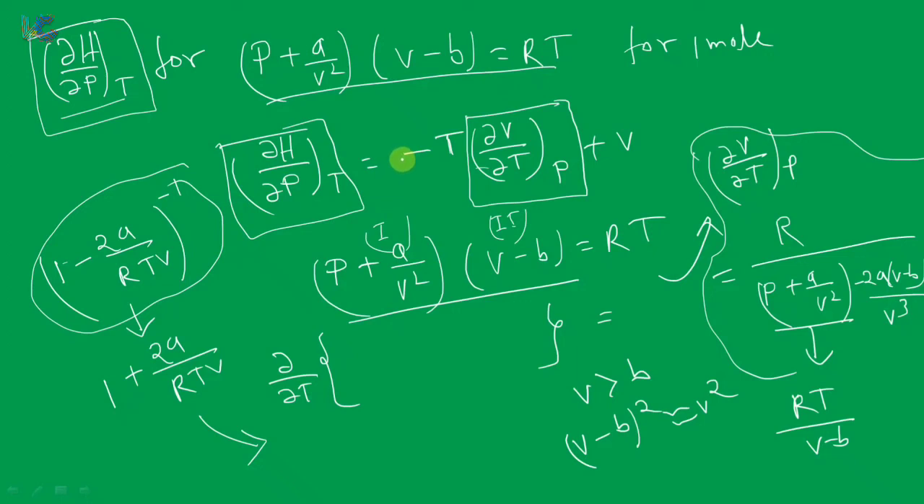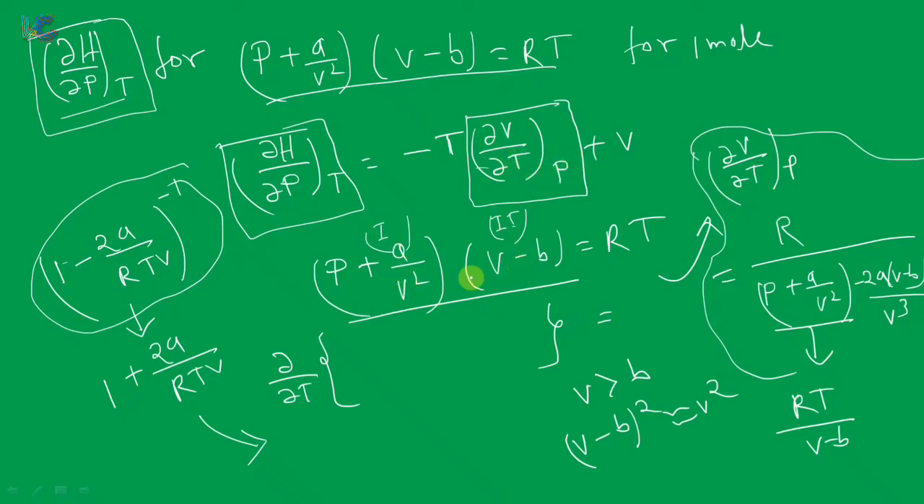So you have to follow these steps. At first, you have this equation P plus A by V square into V minus B equal to RT. You have to differentiate this equation with respect to T at constant P, because you have to get this del V del T at constant P term.